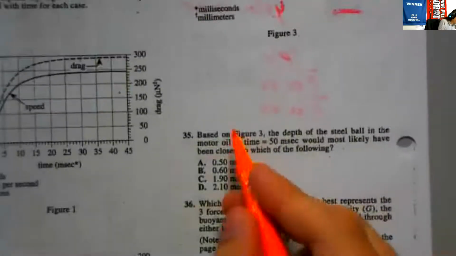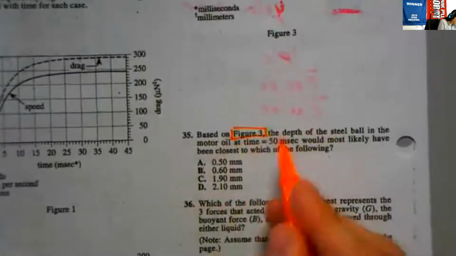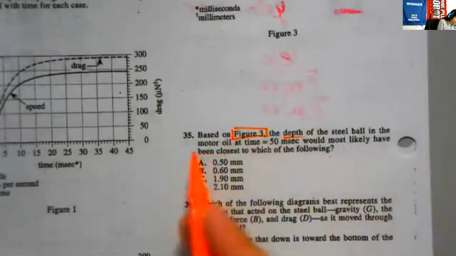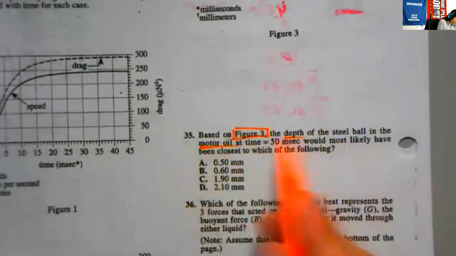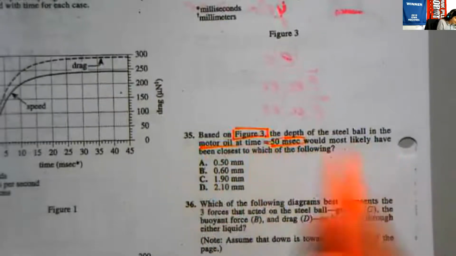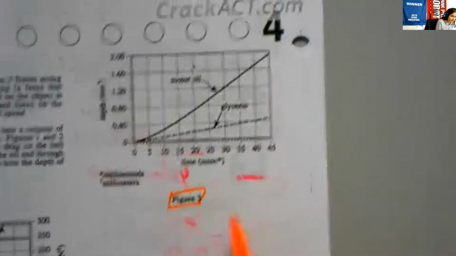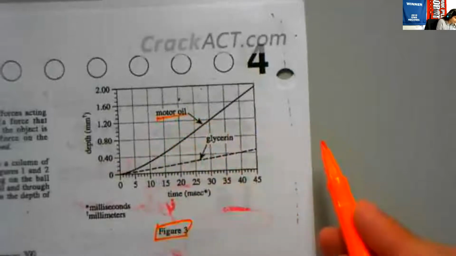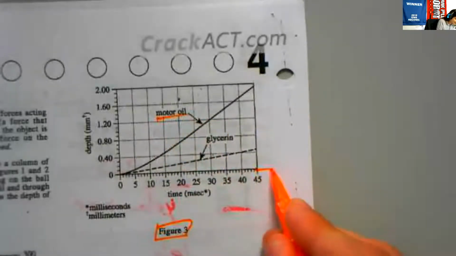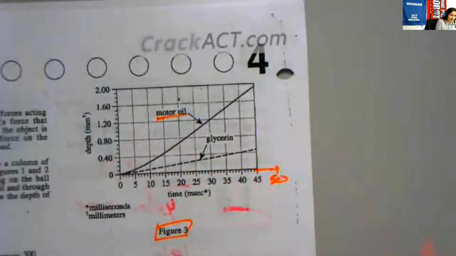Let's look at the first one and see what it's given us here. Number 35, based on figure 3, tells us where to look. The depth of the steel ball in the motor oil at a time of 50 milliseconds would have been closest to which of the following? Okay. So we go up here, figure 3. We say, okay, here's the motor oil curve. We don't have 50 milliseconds, but if we did, that'd be about out here.